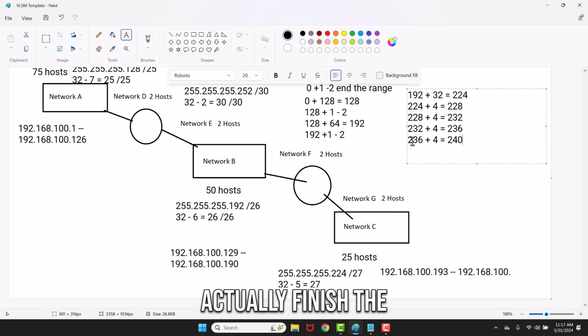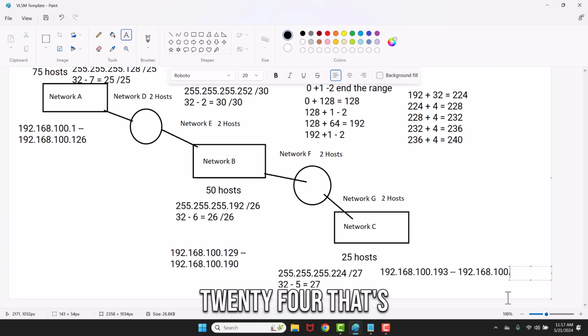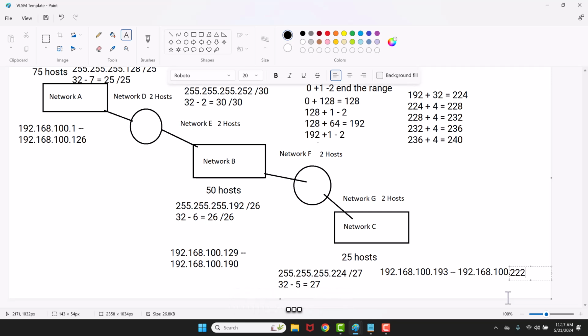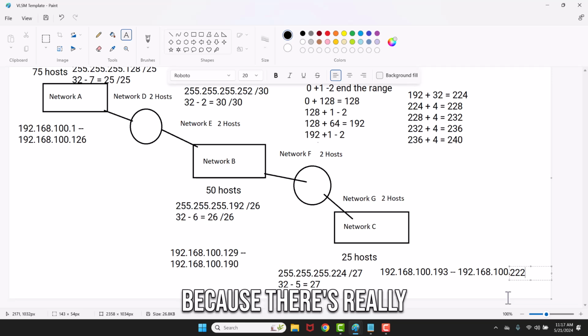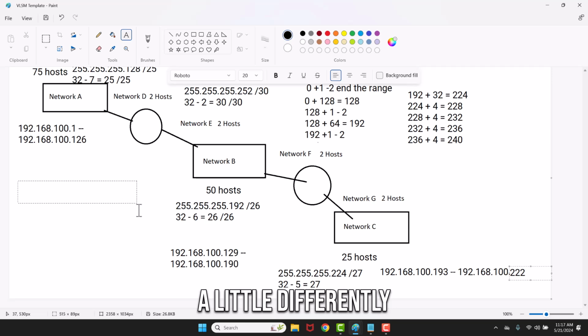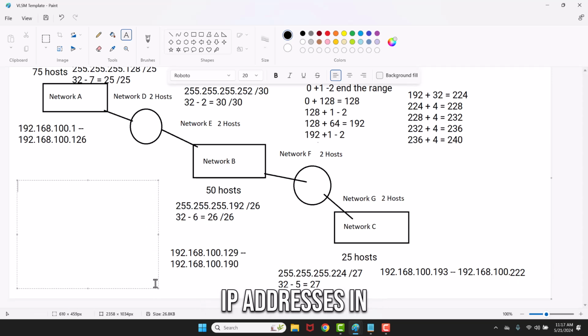So let me actually finish the range for the C network. 224 is going to be my next network ID. My next increment is 224, and I have to subtract 2 from it. So the range for network C stops at 222. Now, I'm going to put it down on the lower level here, all the ranges for D, E, F, and G, because there's really not room to write it in my diagram here. I'm going to write them a little differently because they only each have 2 IP addresses in them.